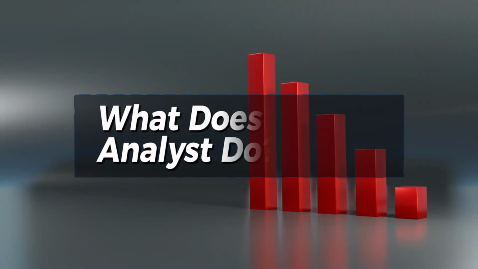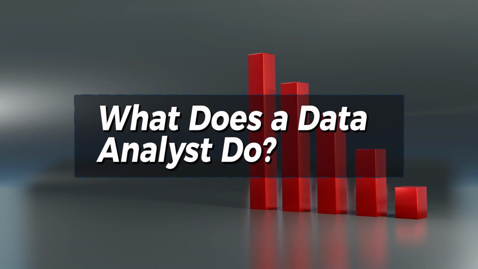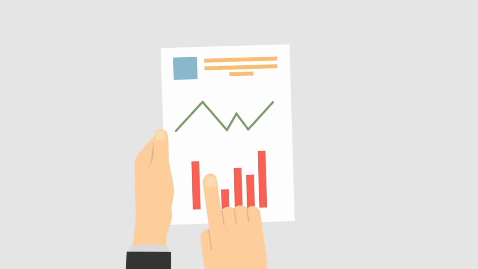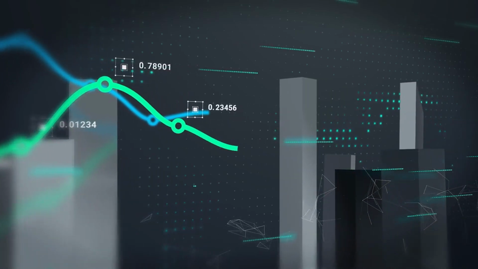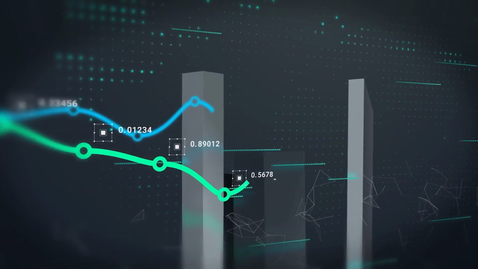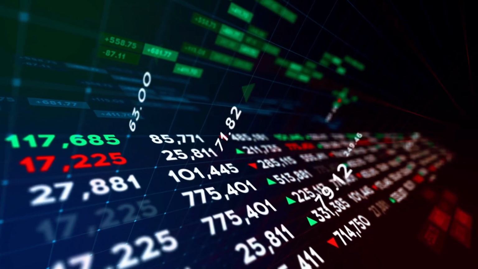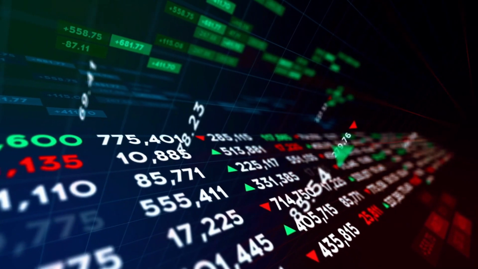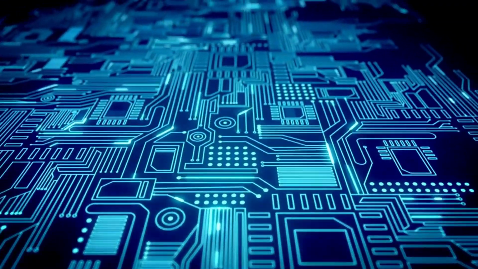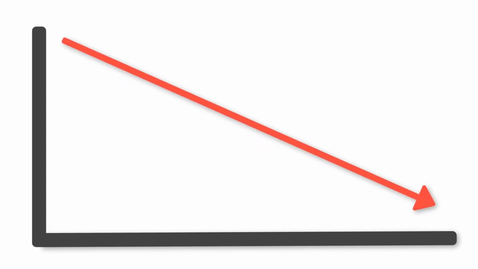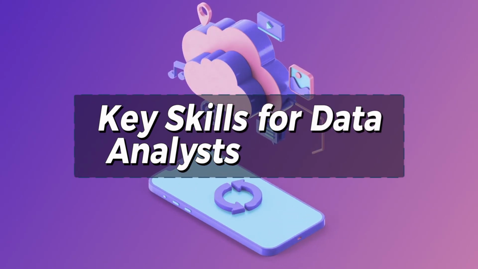So what exactly does a data analyst do? A data analyst helps organizations make data-driven decisions. They collect, clean, analyze and visualize data to uncover trends and insights. It's all about transforming raw data into meaningful information that can guide business decisions. From working with Excel to databases like SQL, the role of a data analyst covers a variety of skills and tools. So we need to understand the key skills that you need as a data analyst.